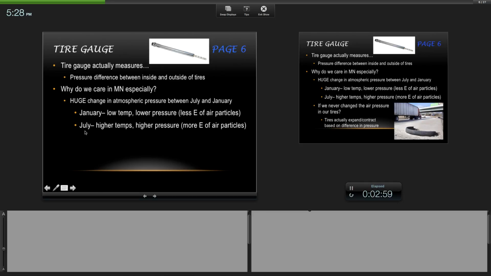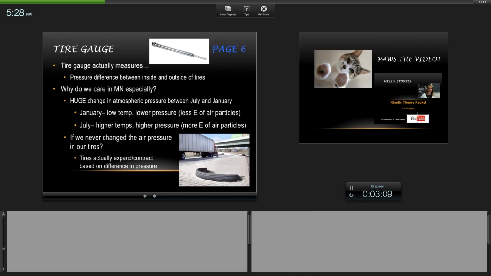And then the opposite, if you don't add pressure in July, your pressure outside is really high, it's going to want to push on those tires. And that in and out, that actually can make your tires expand and contract. And this is maybe why you've seen these tire shreds on the side of the road.